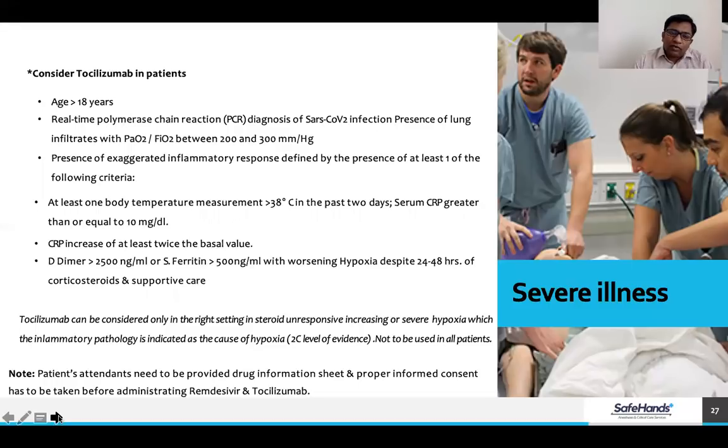Tocilizumab can be considered only in the right setting: in steroid-unresponsive increase or severe hypoxia, where an inflammatory pathology is indicated as the cause of hypoxia. It is not to be used in all patients. Note, patient attendants need to be provided a drug information sheet. Proper informed consent has to be taken before administering remdesivir and tocilizumab.